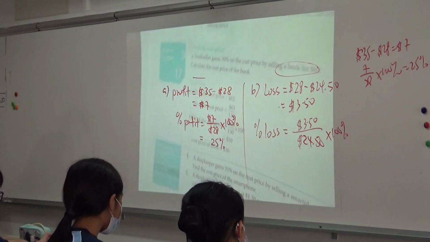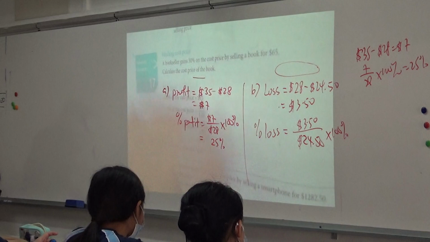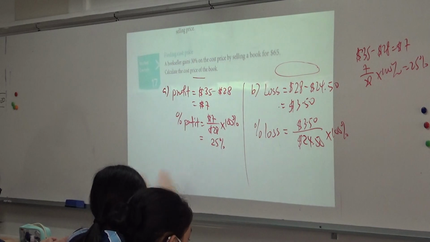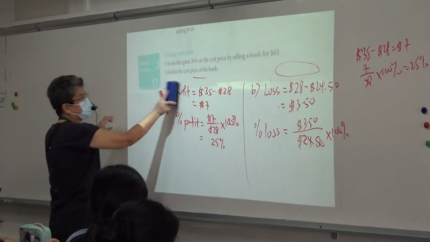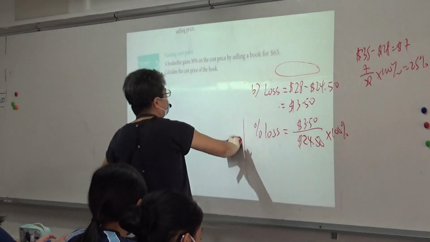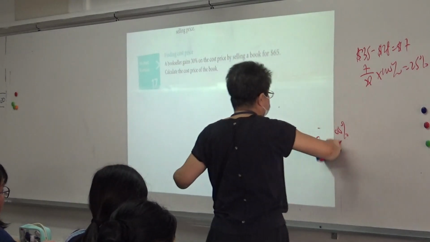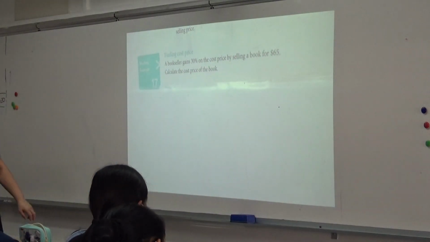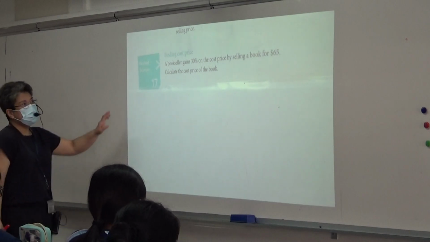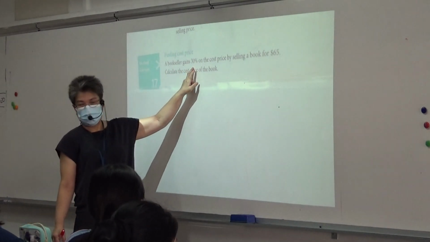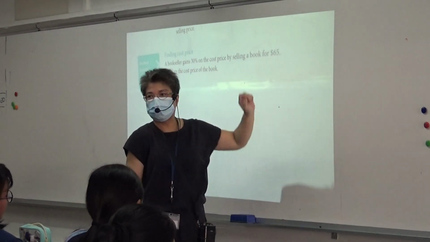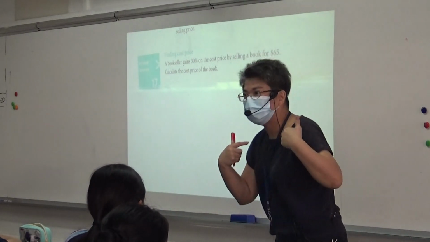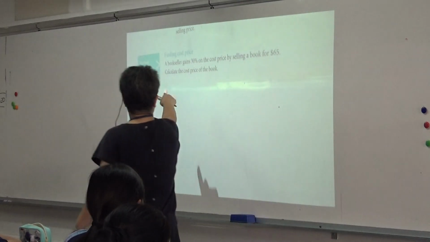Can we look at the next example? Example 17 at the bottom. Okay. Alright? I'm going to go through this now. In this kind of questions, you must know the percentage corresponds to what, if not you're in trouble. Everybody clear? Okay. A book seller gains 30% on the cost price by selling the book for $65. What does this mean? That means when I sell for 65, I earn what? 30%. Find the cost price of the book.